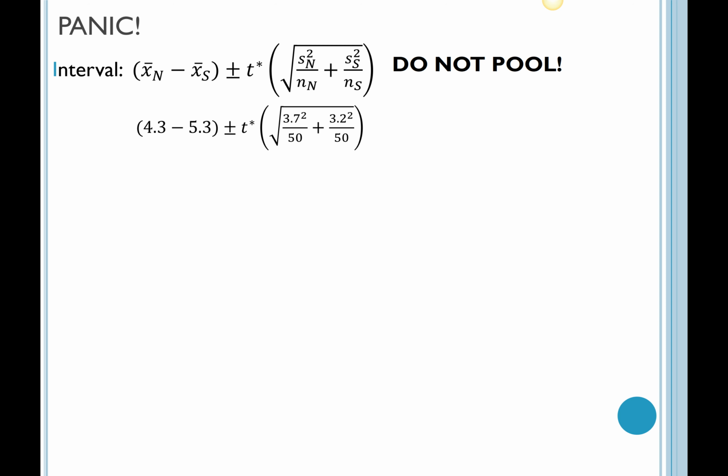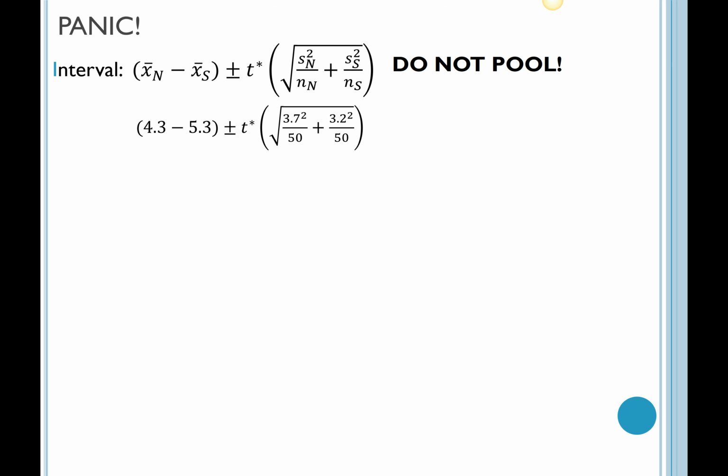But going and plugging all of the information into its respective spots, here it looks like the difference of 4.3 minus 5.3 is going to give you -1 in front, and then plus or minus t star times the standard deviation of the statistic there.